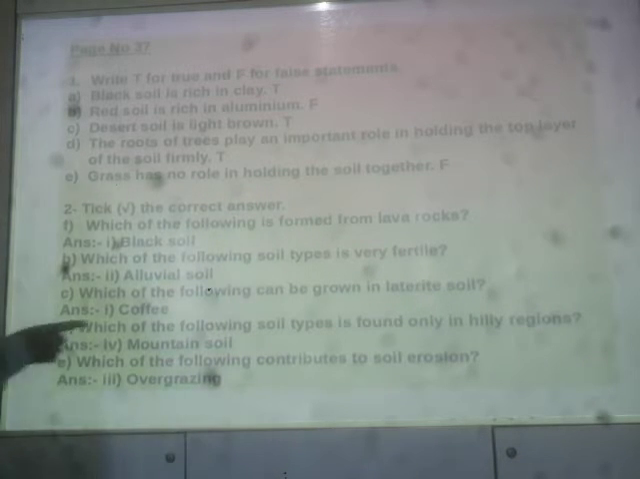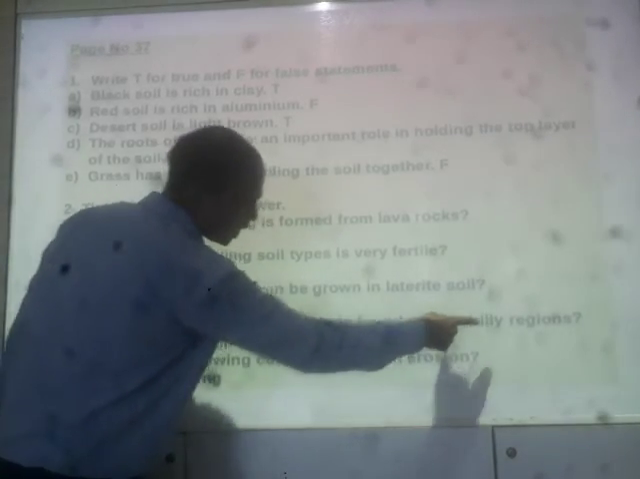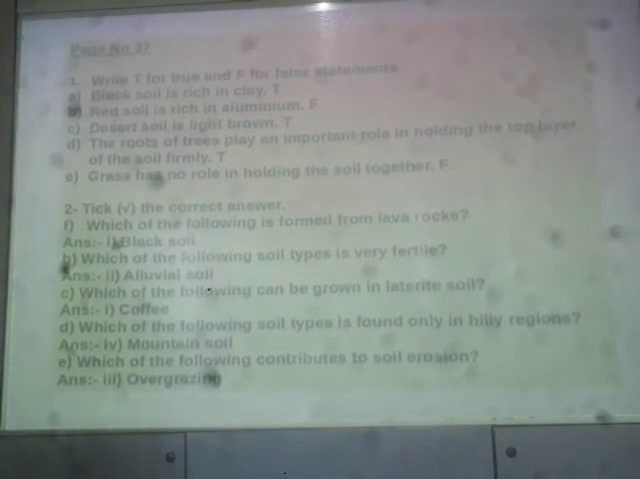Another question, which of the following soil types is found only in hilly regions? It is the mountain soil. So mountain soil is found only in hilly regions. Another question, which of the following contributes to soil erosion? Out of the factors given, it is overgrazing. So overgrazing is the factor that contributes to soil erosion.